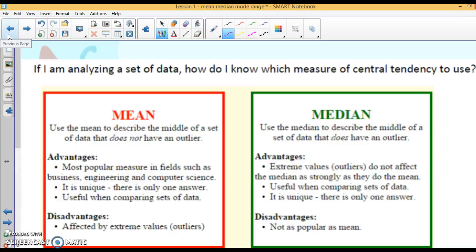If I am analyzing a set of data, how do I know which measure of central tendency to use? All right. If I have an outlier, and I'm going to write a set of data. So let's pretend that I gave a test last week, and these are my test scores, and I'm listing them in order.